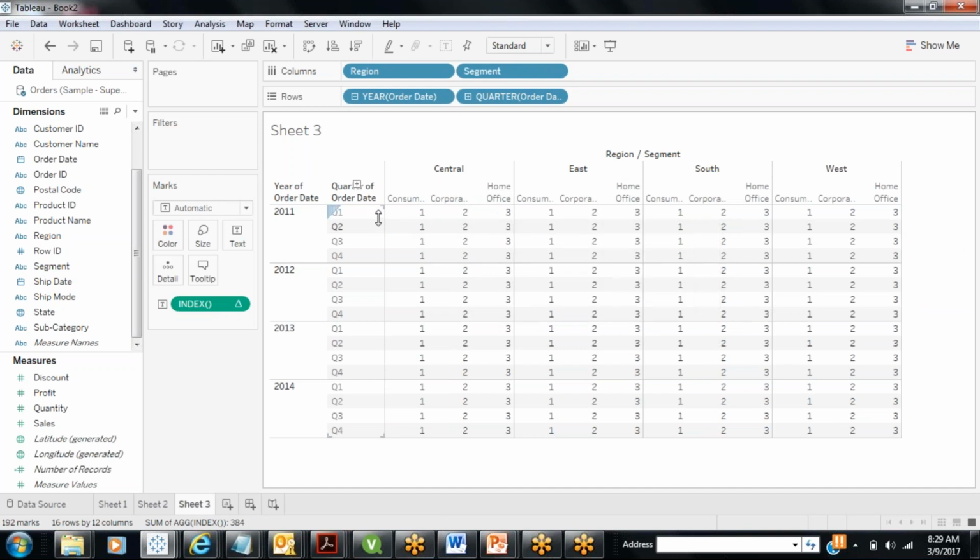So for my quarter one, this till here it will come. Whether it is a running total or a difference or a percentage difference or the grand total or the rank, whatever it may be, you can apply in this. Right? So it stops here.